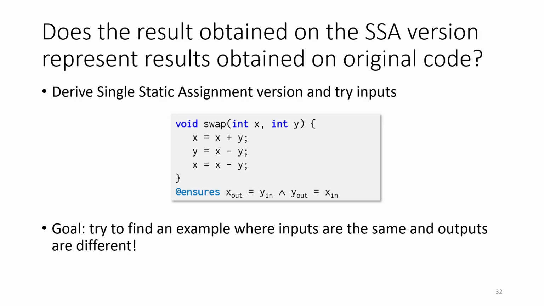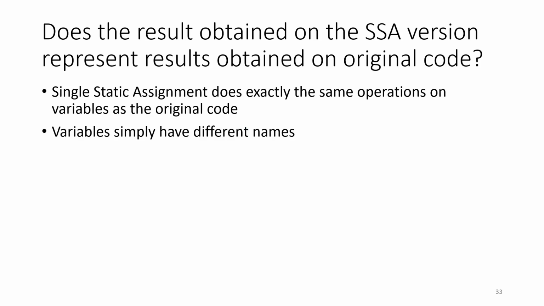You would probably write a proof by hand because you need to reason over all programs, and that gets a bit more tricky. So you would probably want somebody to prove this single static assignment correct. And yeah, turns out people have done this, and it basically is correct. I mean, we can intuitively see that the single static assignment does exactly the same operations on the variables as the original code, right?